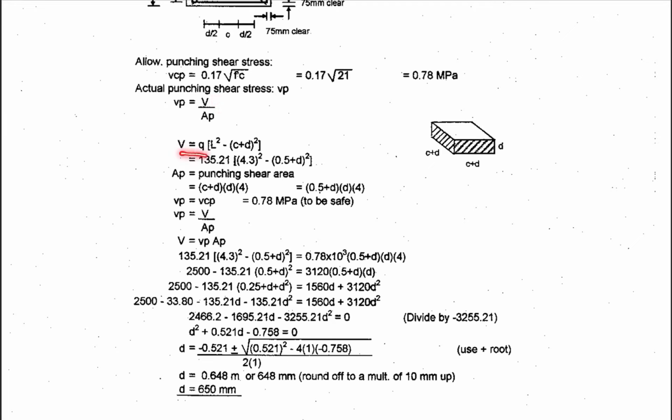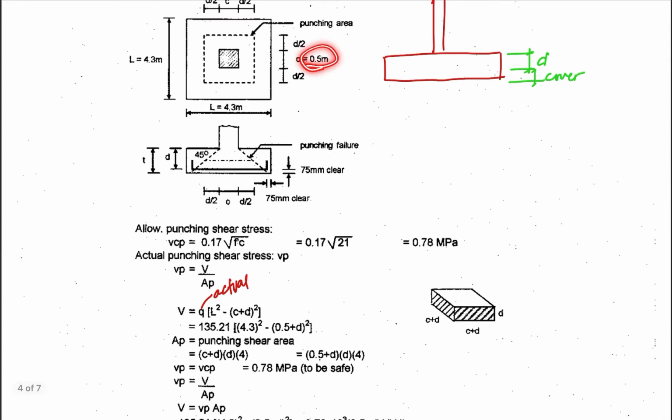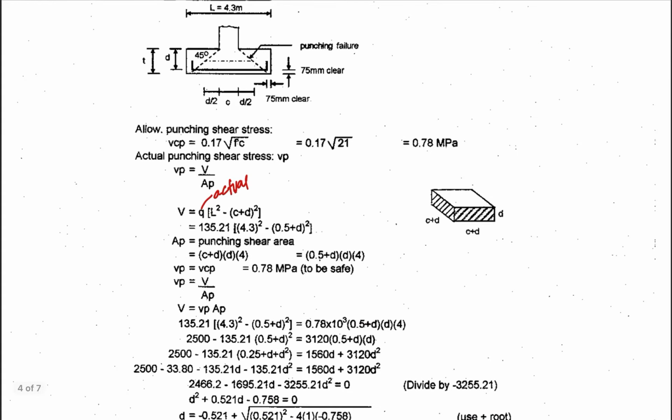And then the actual punching shear, you have VP. The formula is V over AP, where your V is equal to Q, that is the actual Q. So the actual Q is your P divided by the area, which is 2,500 divided by the area, that is 18.49. So therefore your Q is 135.21. And then you have your L, that is 4.3 minus C plus D. Your C here is 0.5, that is given in the problem, and D is the unknown.